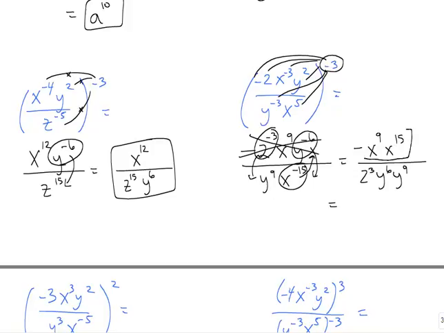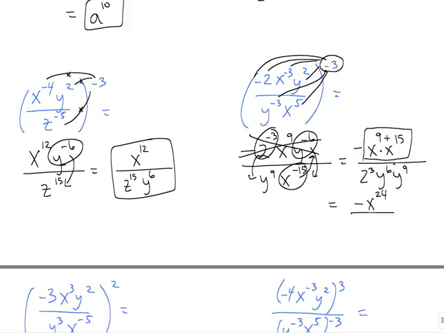The x's here are both on top, so we're multiplying their bases. If your x's are on the same level, then you're just going to be adding those powers together. So 9 plus 15 is 24. That negative will just stay out front. So the top becomes negative x to the 24.